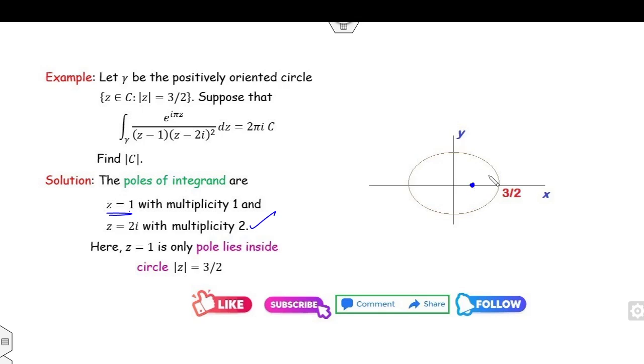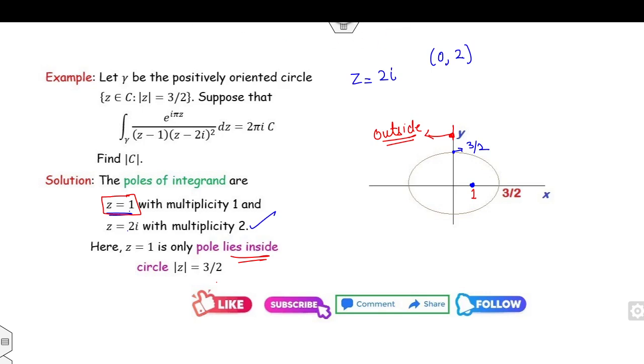Z is equal to 1 lies inside. Z is equal to 2 iota: that means x is 0 and y is equal to 2. This value will be my 3/2. So where is that (0, 2)? (0, 2) lies outside. Fine. So that means only the pole z is equal to 1 lies inside the region.